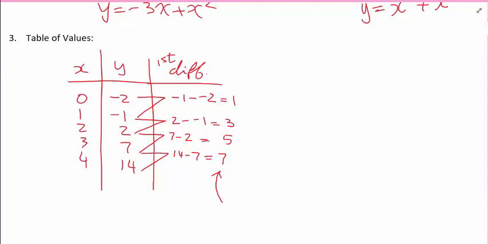Okay, look. From point to point, every time I move over 1 on the x, is it going up or down by the same amount on the y? No, right? The first time it went up 1, and then the second time it went up 3, and then up 5. So could I draw a straight line through those points? No. So these are not the same, therefore this is not linear.